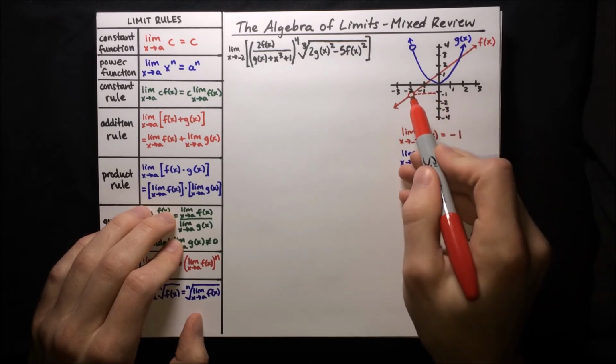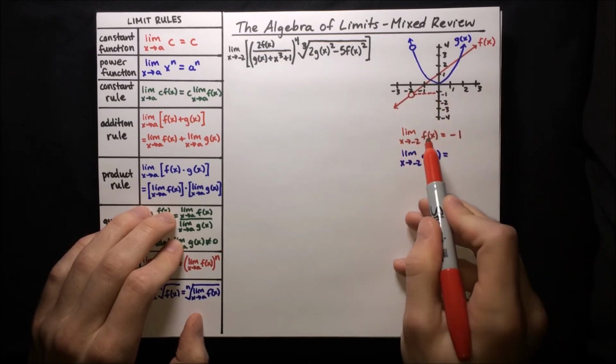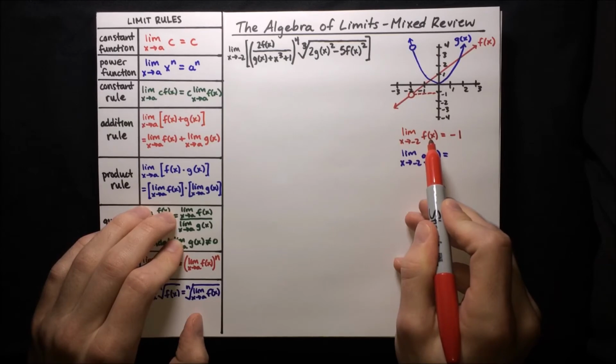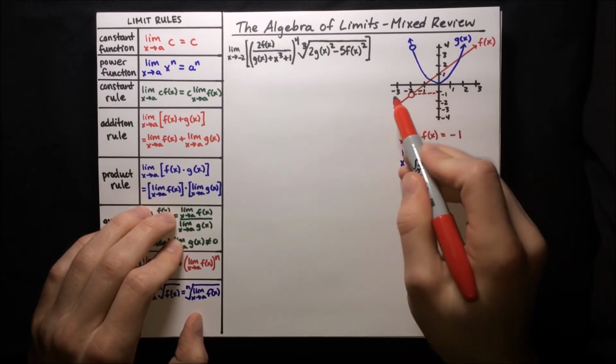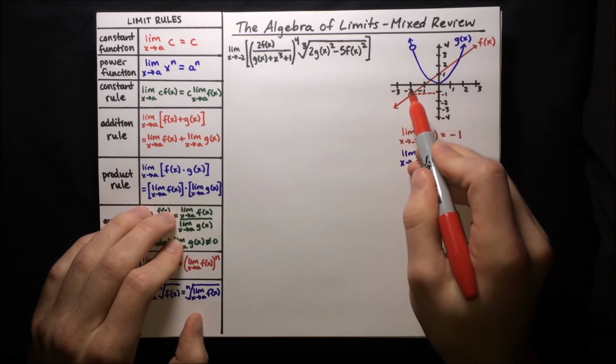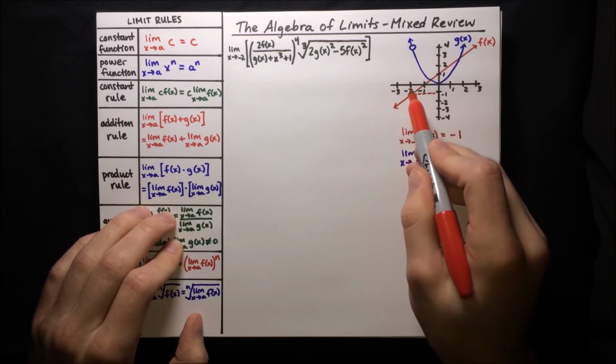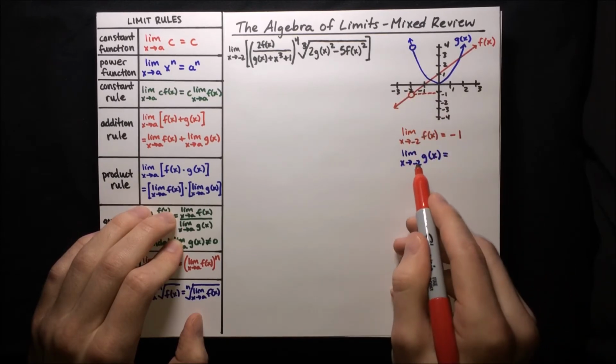Even though it's not defined at negative 2, that doesn't matter when we're talking about limits. We only care about what value it gets close to, and it gets close to negative 1 as x approaches negative 2. We don't care about what actually happens at negative 2, just as we get really, really close to negative 2. Alright, so how about the next one?